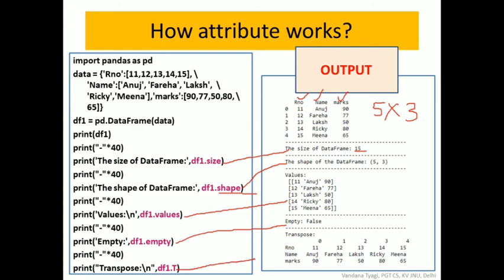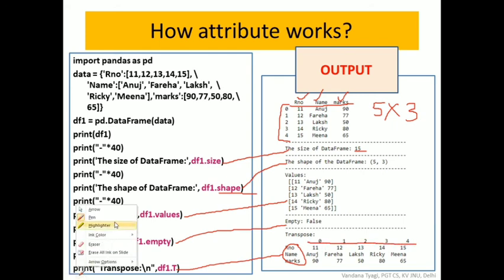And df1.transpose, a very interesting thing: transpose converts rows into columns and columns into rows. These are my columns, roll number, name and marks, and now they become the rows. Similarly, 0, 1, 2, 3, 4, which were the row labels, are now converted into column headings. These are all attributes of the data frame.